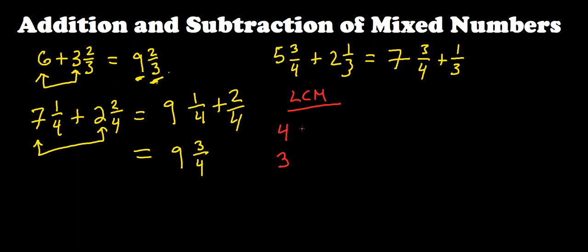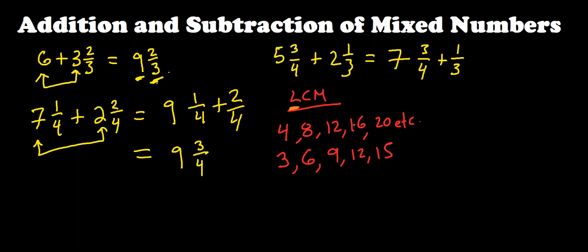So what are the multiples of 4? 4, 8, 12, 16, 20, and we can keep going, right? And then what are the multiples of 3? 3, 6, 9, 12, 15. Once we've written the multiples of the two numbers, we have to find the common multiple, the lowest common multiple.